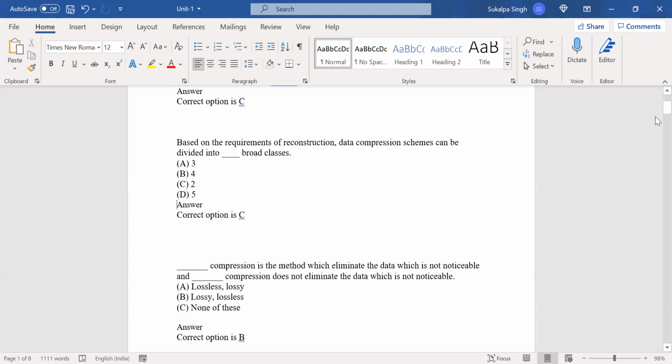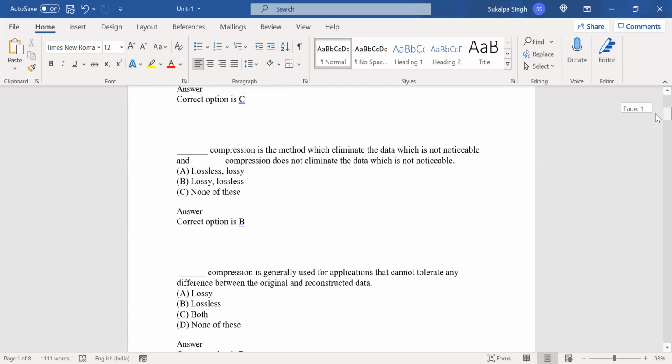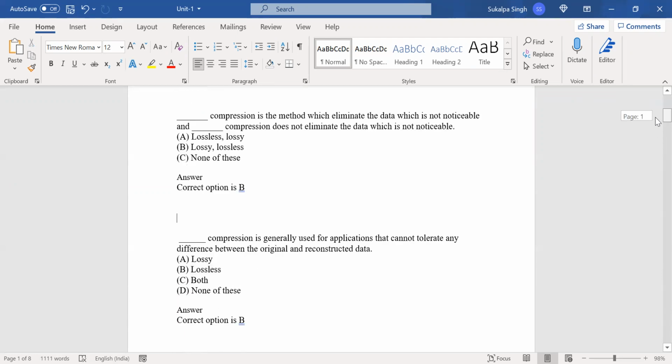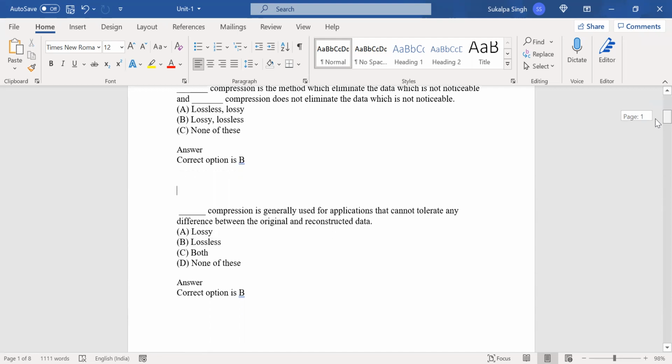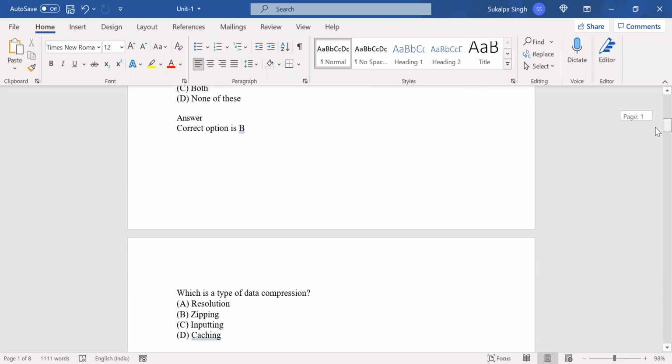Okay. Next is: dash compression is generally used for applications that cannot tolerate any difference between the original and reconstructed data. You can take a minute and you can definitely say it is lossless compression, because there will not be any difference between the original and the reconstructed data. Yes.